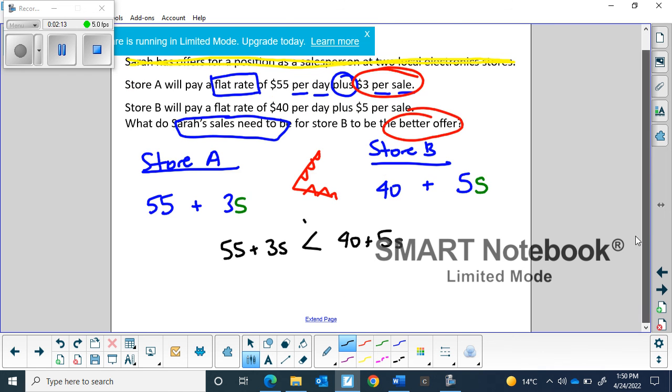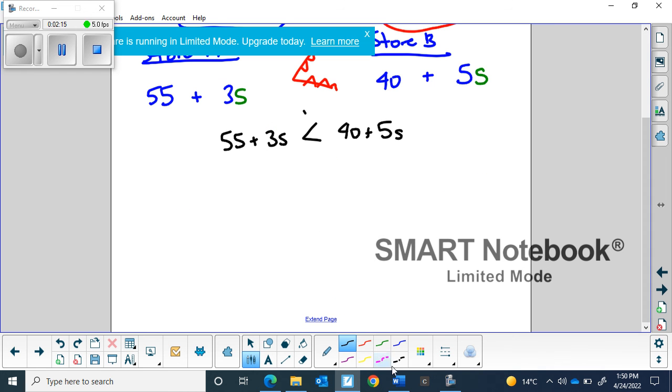And now we just need to solve it the same way we would if it was an equation. I've got to move all my variables onto the same side. It's easier to move 3 than it is to move 5. So I'm going to take away 3S from this side, and what I do to one side, I have to do to the other. Now that's gone. We're left with 55 on this side. The symbol in the middle does not change because we didn't multiply or divide by a negative number. And 5S minus 3S is 2S.